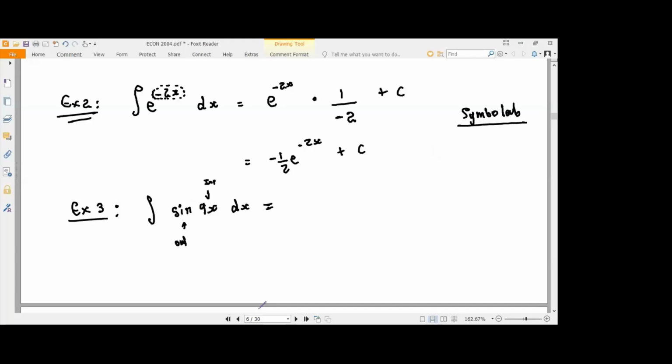The rule says that you are supposed to integrate the outside function. When I integrate sine, I get minus cosine. Now you don't change the inside value, so it's minus cosine of 9x. Then I'm going to divide by the differential of the inside. When I differentiate 9x, I get 9. So I'm going to have a plus c now. Simplifying, this is negative 1 over 9 times cosine 9x plus c.